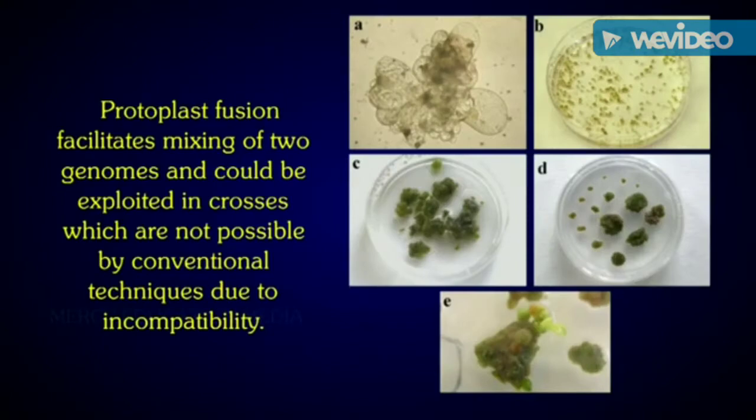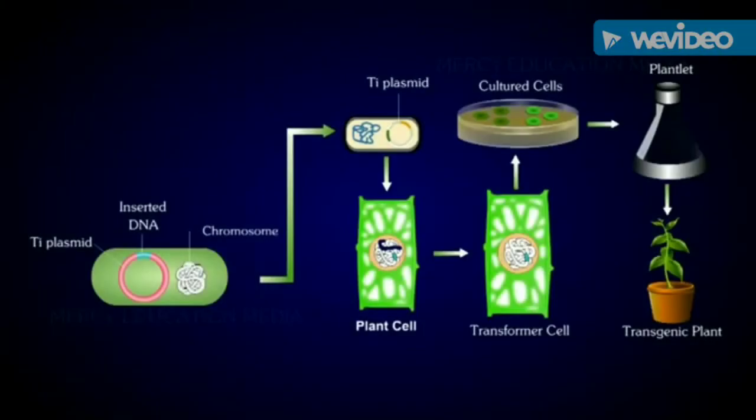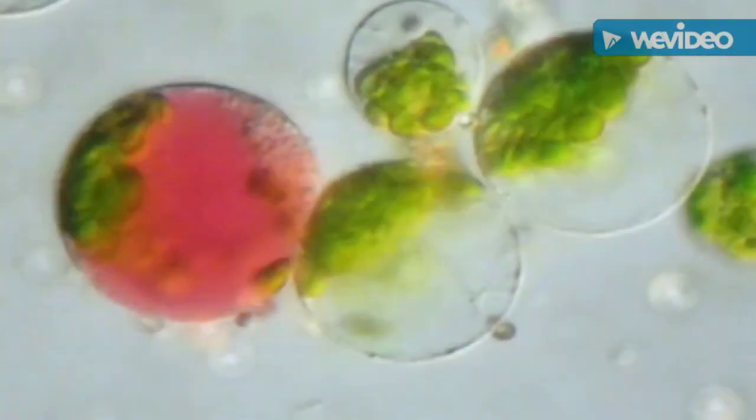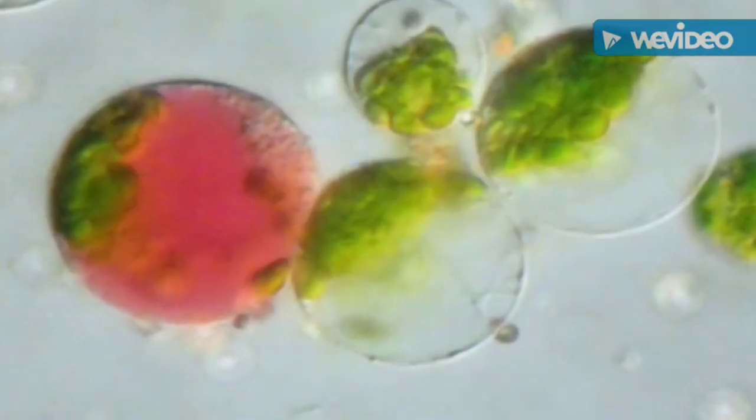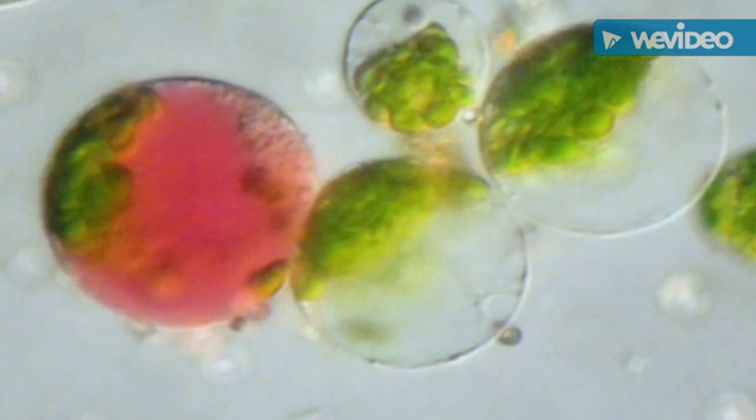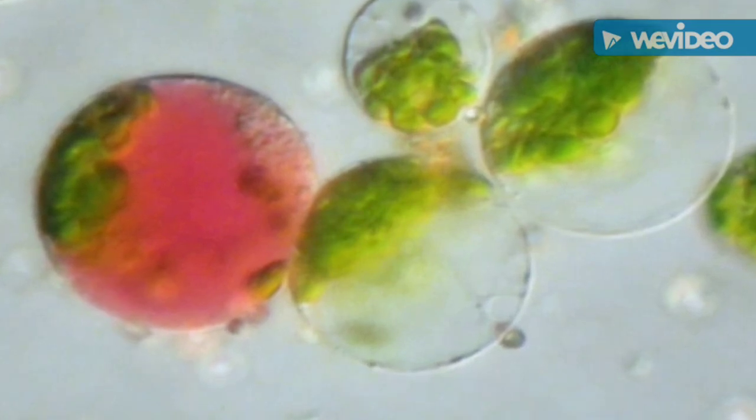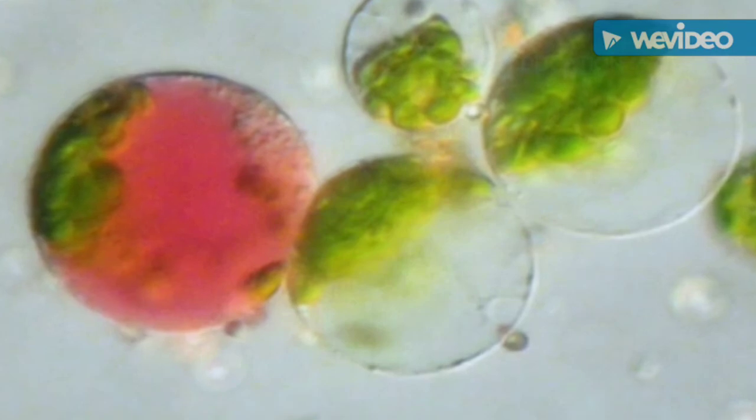It facilitates the mixing of two genomes and could be exploited in crosses which are not possible by conventional techniques due to incompatibility. Even though the transfer of a single gene from one plant to another is desirable, protoplast fusion facilitates easy monitoring of cell genetic changes. Protoplast fusion could be spontaneous during the isolation of protoplasts, or it can be induced by mechanical, chemical, and physical means.